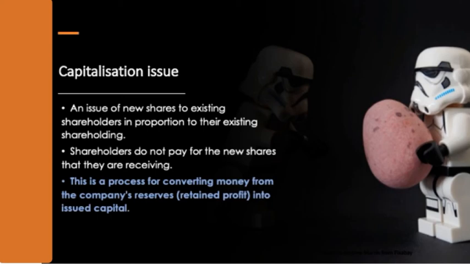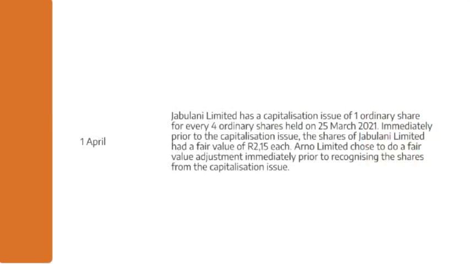So that is in the books of the issuer, Jabulani Limited, the company that gave more shares in terms of a caps issue. Now, what happens in the books of the investor? In this case, Arno Limited. Arno Limited, the investor, the shareholder, will get more shares for free. Just because they are an existing shareholder, just because they have existing shares, for every 4 existing shares that they have, they will get another 1 ordinary share for free. They don't have to pay for that.